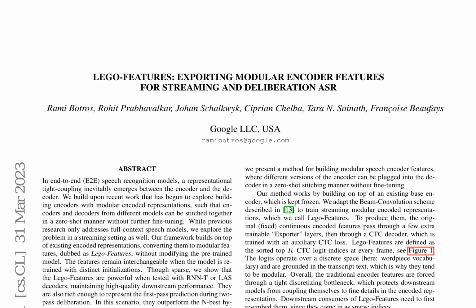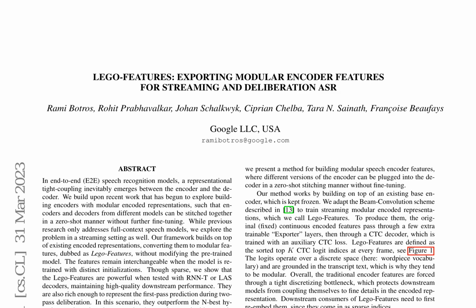The authors adapt the beam convolution scheme to train streaming modular encoded representations, defining Lego features as the sorted top K connectionist temporal classification (CTC) logit indices at every frame, operating over a discrete space and grounded in the transcript text. These sparse features require re-embedding by downstream models since they come in as sparse indices.